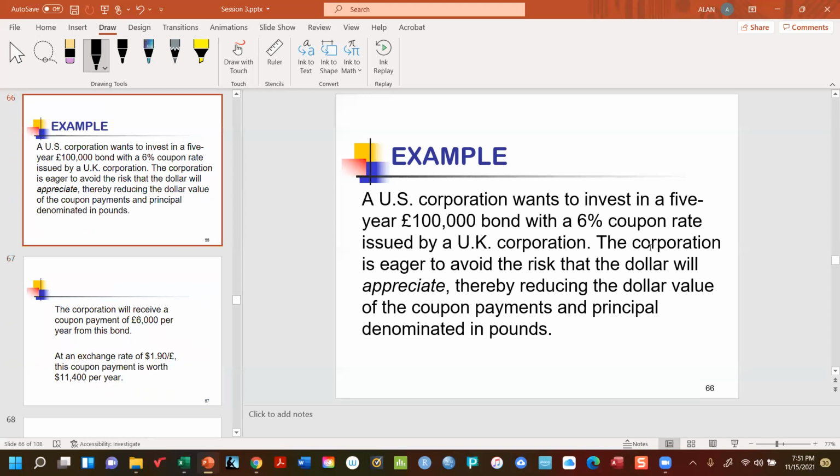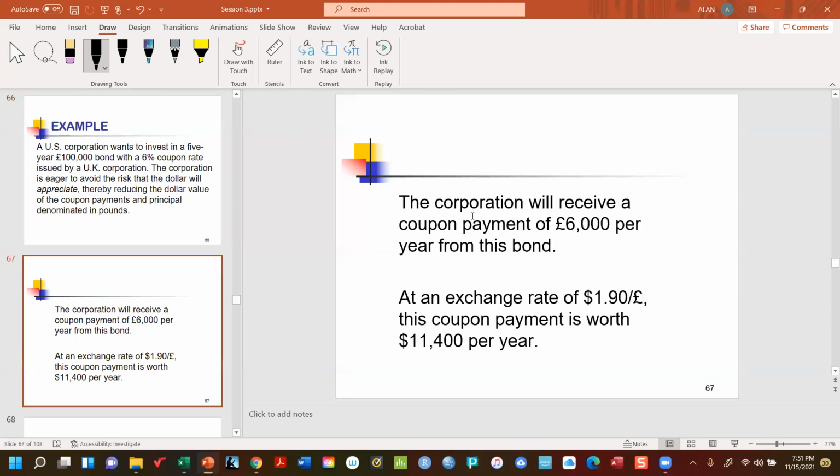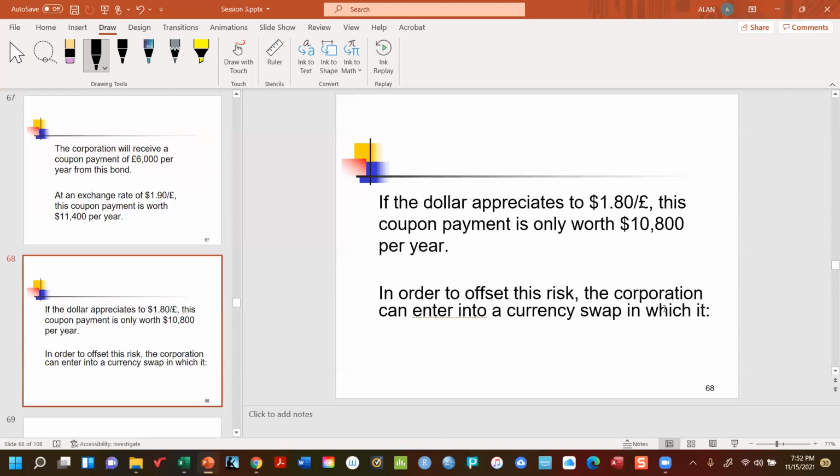Now, if we buy the bond, 6% of 100,000 pounds is 6,000 pounds a year. So let's say that at the moment, the exchange rate is $1.90 a pound. All right, well, now that hasn't been the case in many years, but let's just say that the exchange rate is $1.90 per pound. So that would be worth 11,400 US dollars a year if the exchange rate stays at that level. If the dollar appreciates to $1.80 per pound, which is not that much of a change, that reduces the value of this coupon to 10,800.